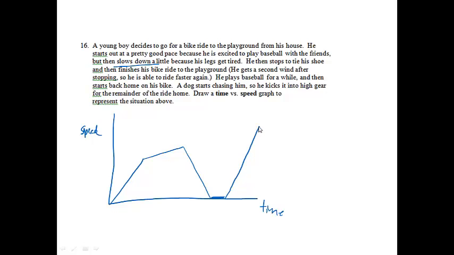He plays baseball for a while, which means his speed on his bike is back down to 0. So he plays baseball for a while, and then he starts back home. And then a dog starts chasing him, so he kicks it into high gear, so his speed is going to go way up. And then I'm assuming when he gets home, he's got to come back to a stop. So your graph is going to look something like that. There should be 10 different sections on your graph to show all the different things that are happening.